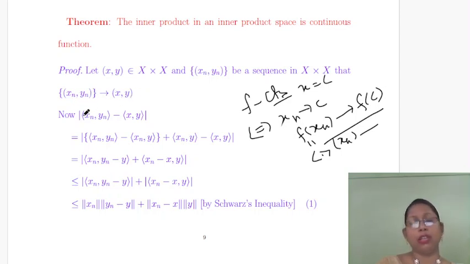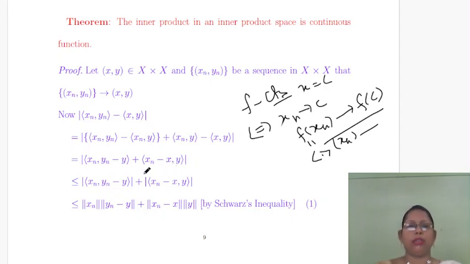Now consider the modulus of the inner product of x_n comma y_n minus the inner product of x comma y. Here I am adding and subtracting the same term, minus inner product of x_n comma y plus inner product of x_n comma y. Then I am rearranging the terms, grouping this with this and this with this. Again using the properties of the inner product space, I can write this step as the modulus of inner product of x_n comma y_n minus y plus inner product of x_n minus x comma y.